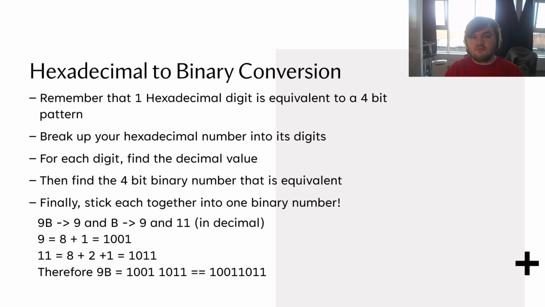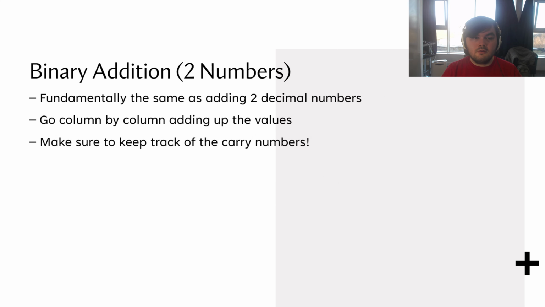And now let's convert those to decimal, 9 and 11. And then the next step is just to convert those numbers into their binary equivalents, 9 being 8 plus 1, or 1001, and 11 being 8 plus 2 plus 1, which is 1011. So now we have two 4-bit patterns, and we're just going to combine them together to get our final number, which is 10011011.